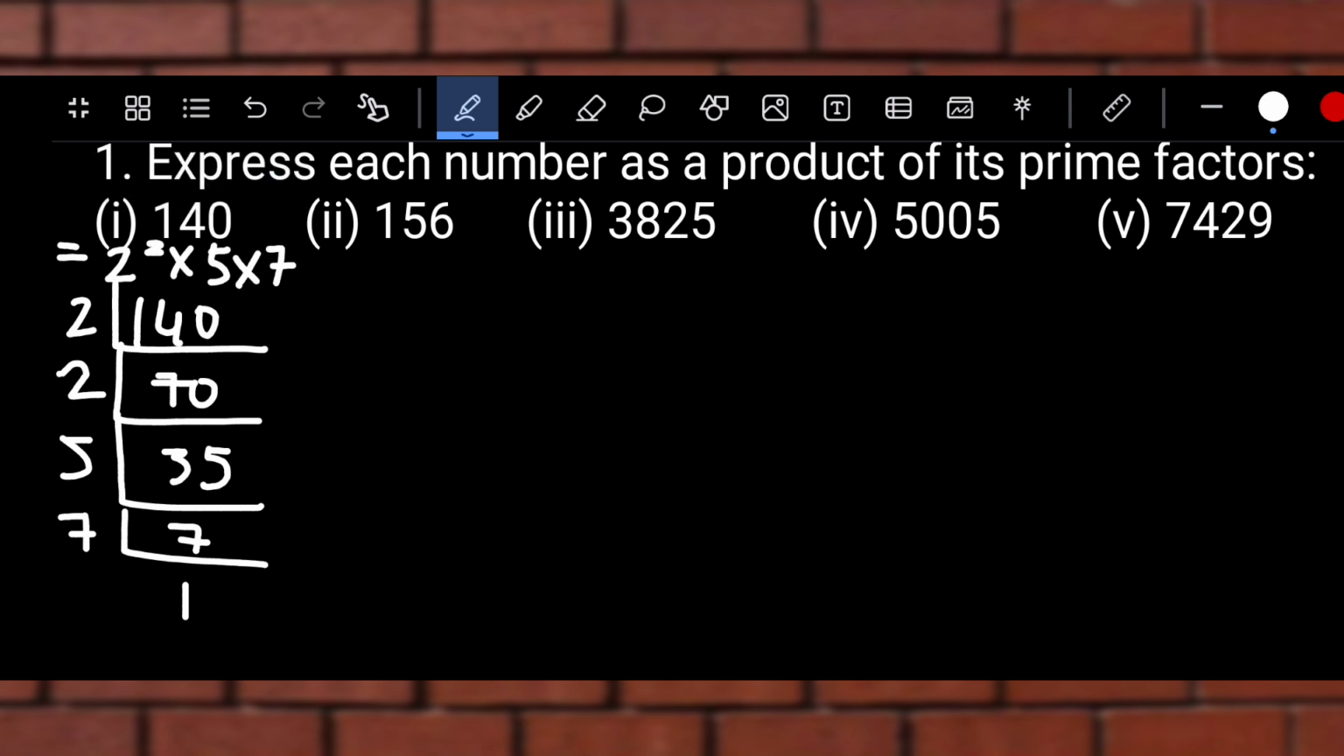Okay. So next number we have 156. 156 is an even number, so divisible by 2, we get 78. 78 is again an even number, divisible by 2. When we divide, we get 39. 39 is not a prime number.